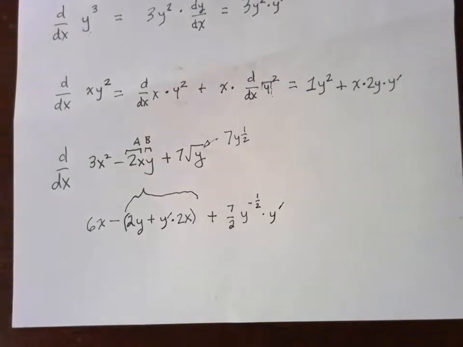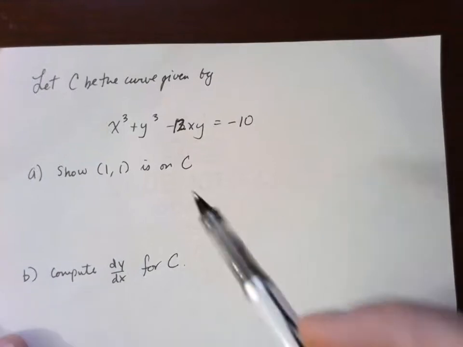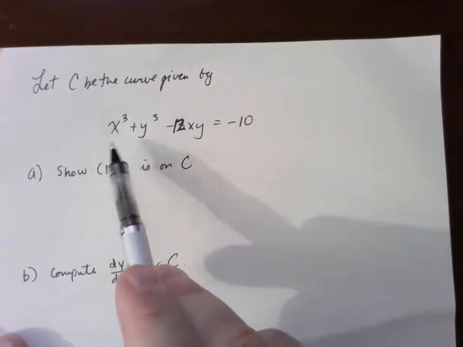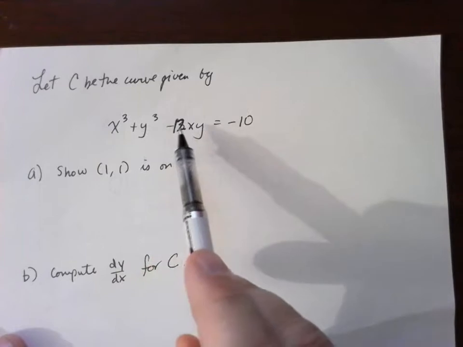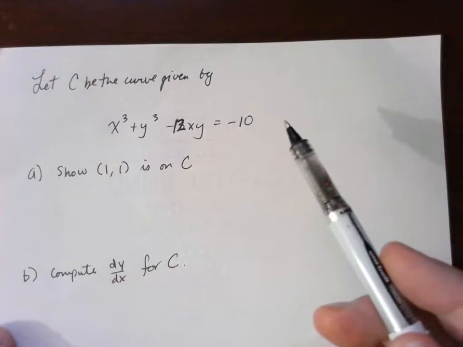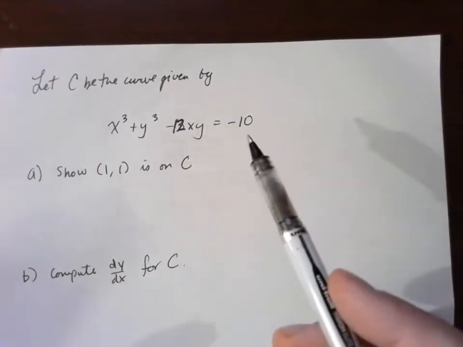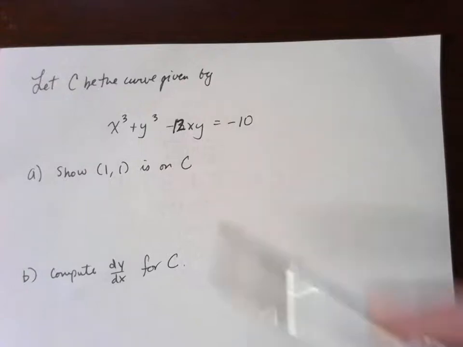So let's see this used in a typical application of this. Something like the initial curve. I had to fiddle around to find a curve that worked well. So I've seen many AP problems that look very similar to this. So let C be the curve given by x cubed plus y cubed minus 12xy equals -10. So I have no idea what this curve looks like. I'd have to use software to figure out what this looks like. But you don't need to know what this looks like in order to do these parts of this problem below.